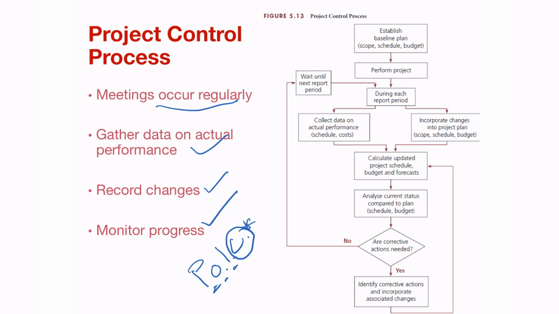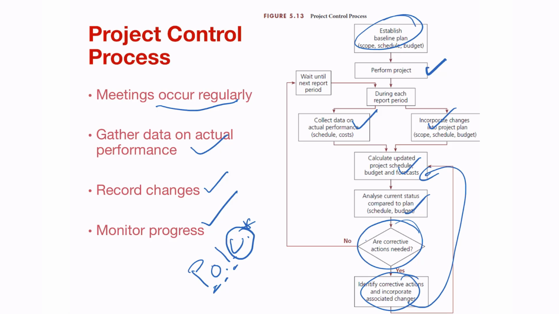Figure 5.13 looks at a control process in which you establish a baseline, which is your project schedule. You perform the project, which is part of the project phases, and during each one of the project periods, you collect data, you incorporate that data into the project plan, you update, and you analyze trends. You check: is there corrective action that's needed? If there is, then you identify those actions and you recalculate. If there are no actions, you wait for the next update to occur.